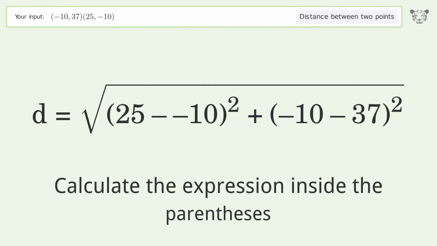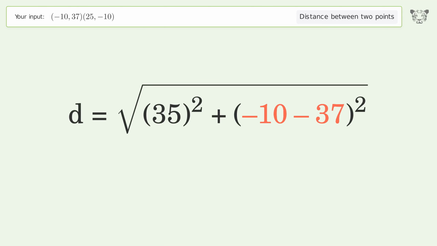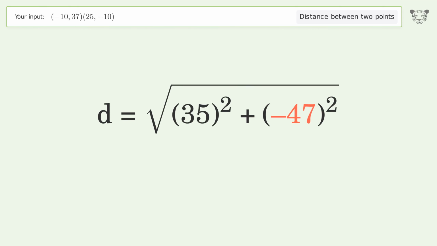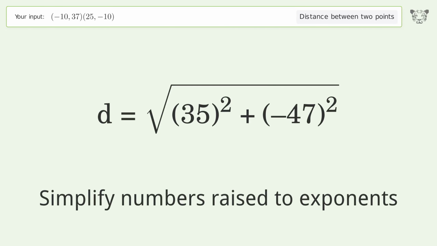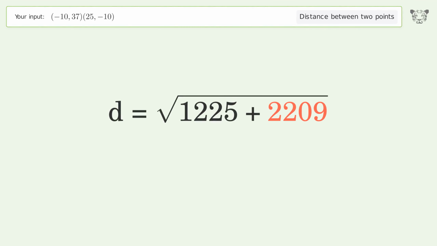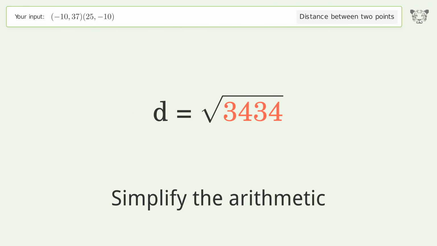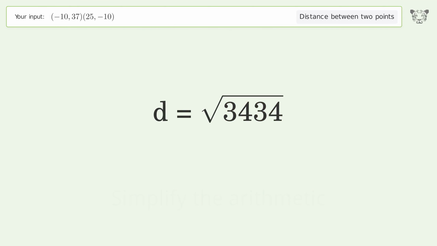Calculate the expression inside the parentheses. Simplify numbers raised to exponents. Simplify the arithmetic. And so the distance between the 2 points is the square root of 3,434, or 58.6.